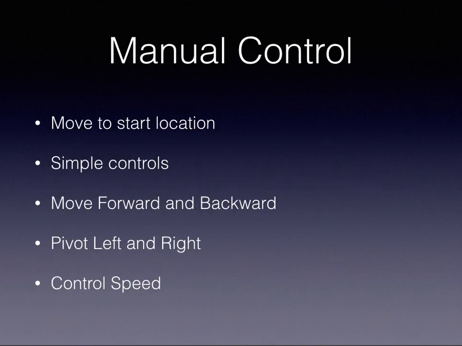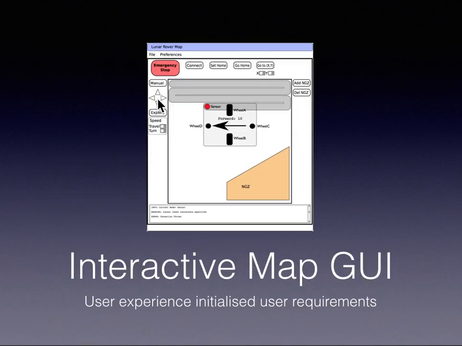The manual control feature, as mentioned earlier, will be to move to a start location, which will include simple controls to move forward, backwards, left and right, and control the speed, as shown here on the user interface. Forward, back, left and right, controls for the travel speed and controls for the turning speed.